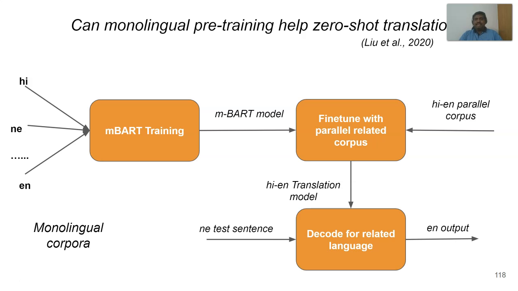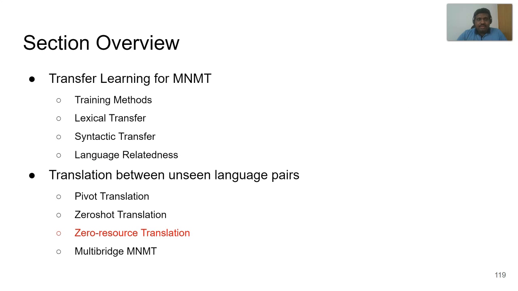So this is slightly different from the pivot scenario, but what you could do in a pre-training scenario is pre-train a network with Nepali, Hindi, and English with monolingual data, and then fine-tune on the Hindi-English parallel corpus. And now zero-shot translation from Nepali to English works much better than just the standard training on the Hindi-English parallel corpus. Just that is not good enough.